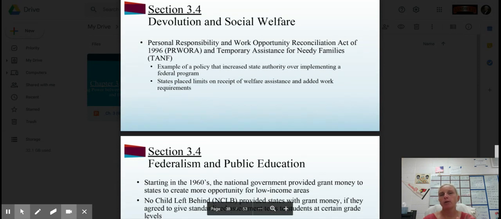Another, probably the most famous example of devolution would be the Personal Responsibility and Work Opportunity Reconciliation Act. Whew, that's a mouthful. And TANF. This was done in the 90s under Bill Clinton, and he basically said, okay, states, here's money for welfare. You have the authority over what to do with it. But the strings attached: states had to place limits on how much welfare people could get and for how long.